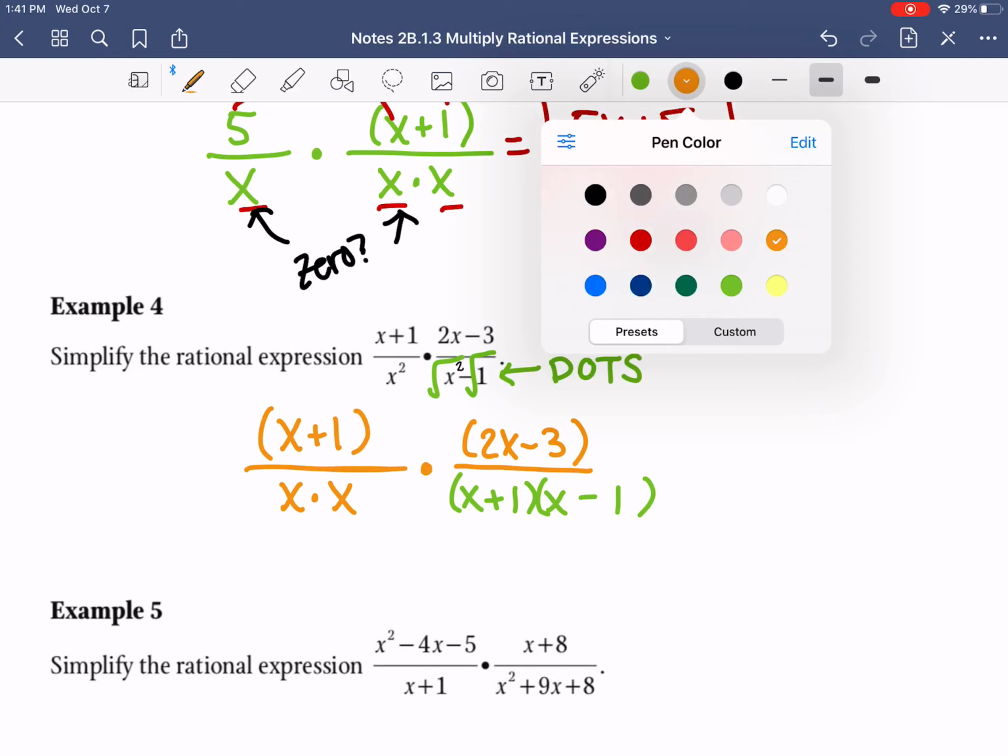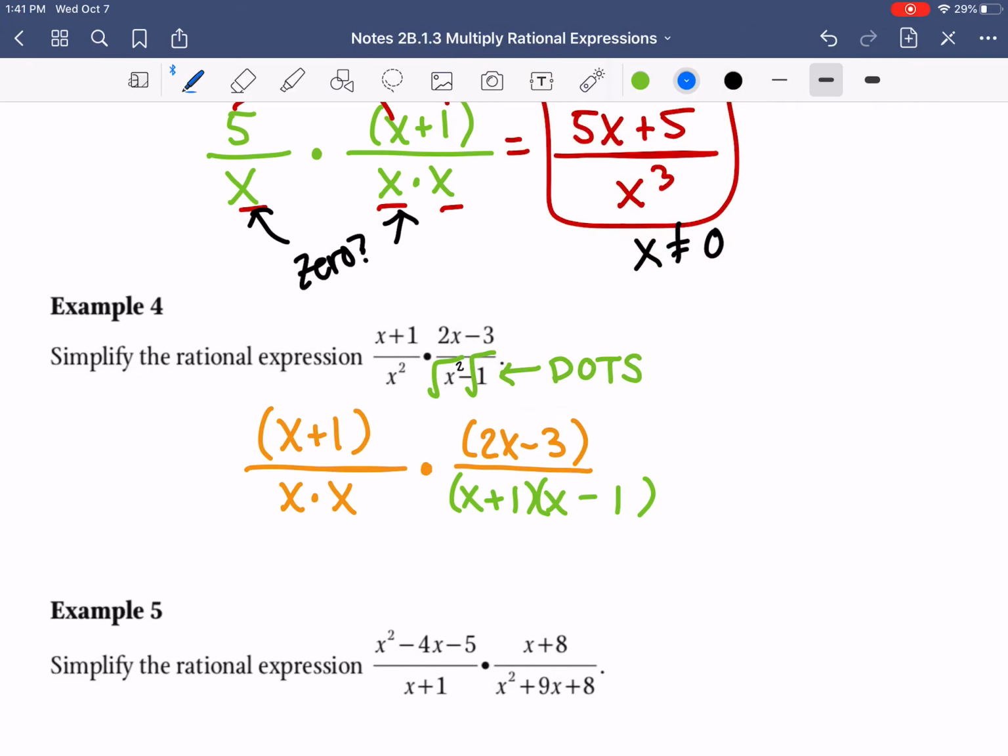So all the factoring's done. Now we just need to see if we can cancel anything. On the top, I have an x plus 1, and on the bottom, I have an x plus 1 as well. So we're able to cancel those out. And then I look, can I cancel these x's? No, because they're holding hands.